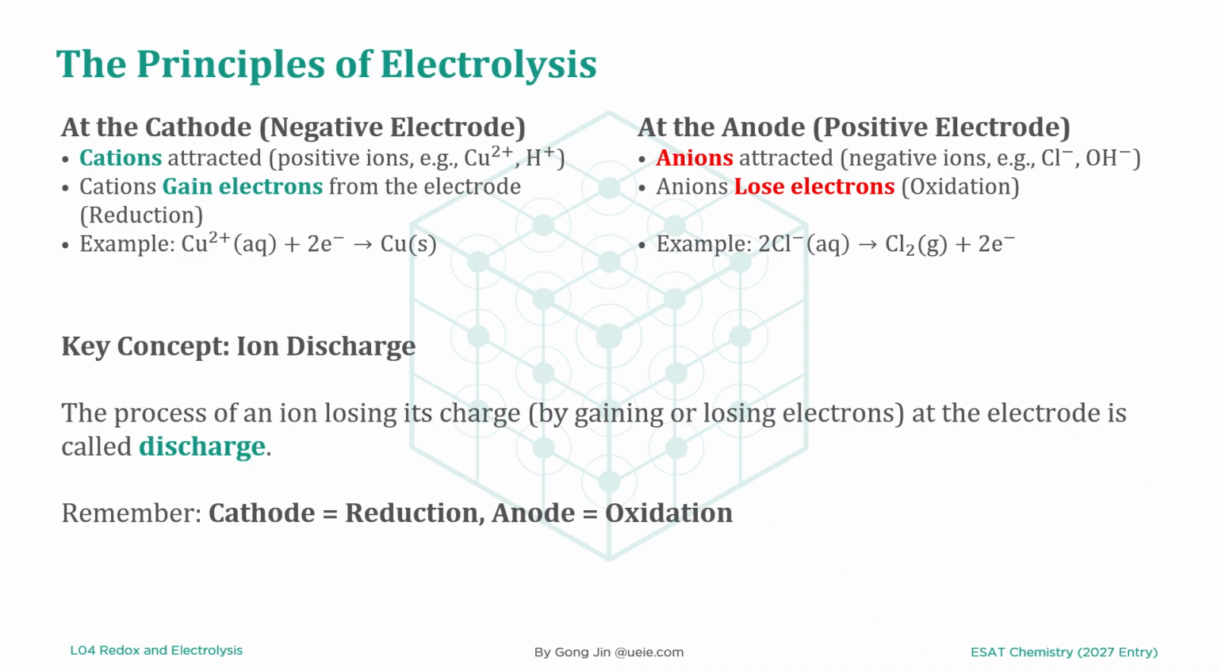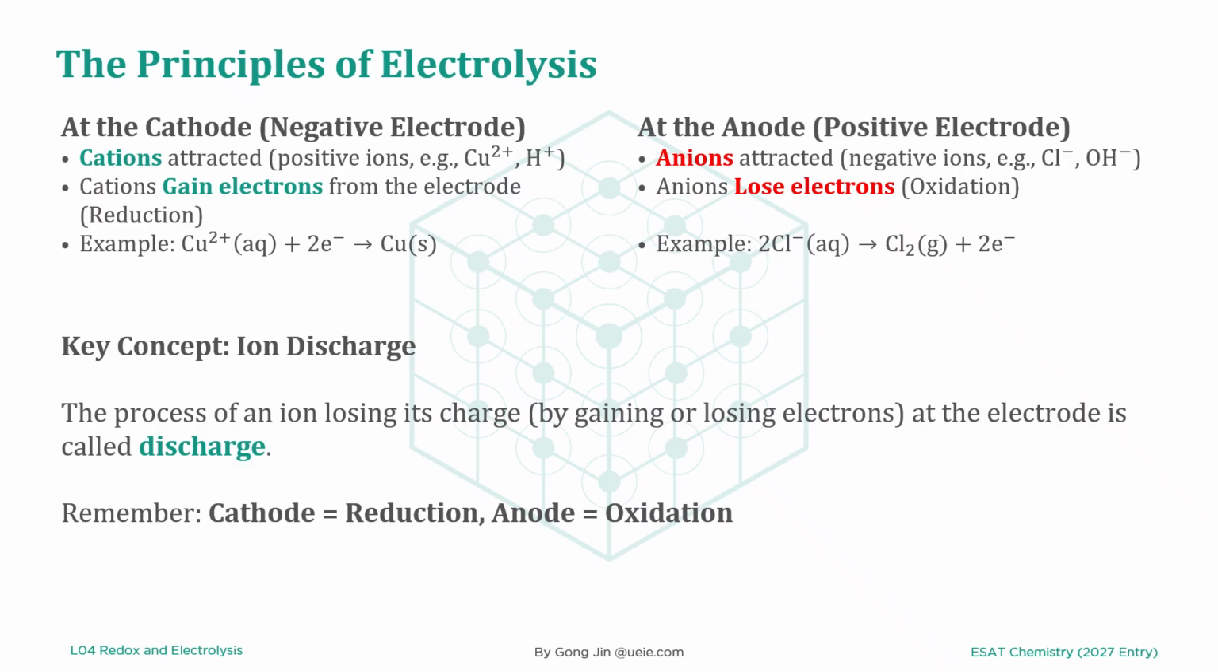Now, for the core of electrolysis, what happens at the electrodes? Let's start with the cathode, the negative electrode. Positive ions, called cations, are attracted to it. When they reach the cathode, they gain electrons. This is reduction. For example, copper ions gain electrons to become copper metal.